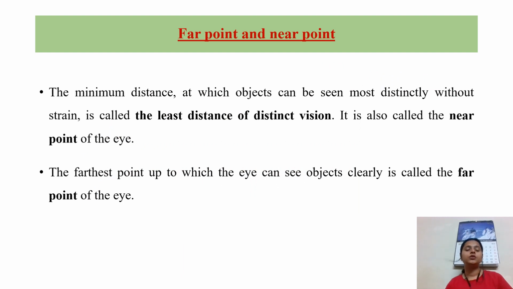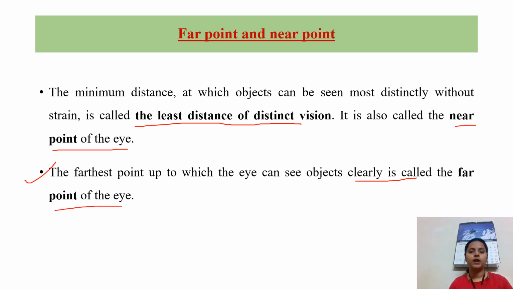Yes. So today we are going to discuss the far point and the near point. The minimum distance at which objects can be seen most distinctly without strain is called the least distance of distinct vision. It is also called the near point of the eye. Now the next point: the farthest point up to which an eye can see objects clearly is called the far point of the eye. Is it clear? Okay, so now let's move.